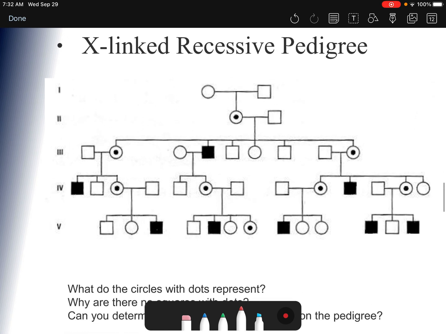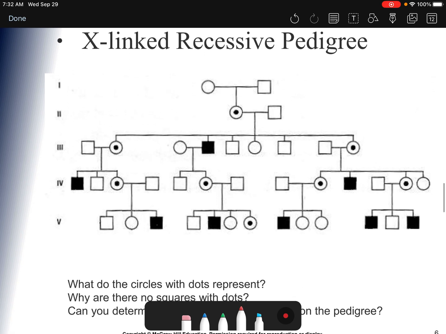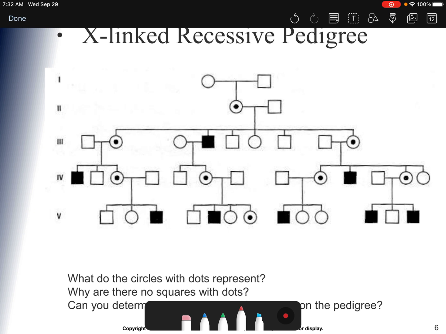This is what an X-linked recessive pedigree may look like. The circles with dots, remember I told you that on some occasions that is what would represent a carrier, okay, or a heterozygote.